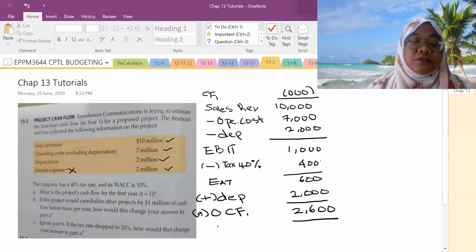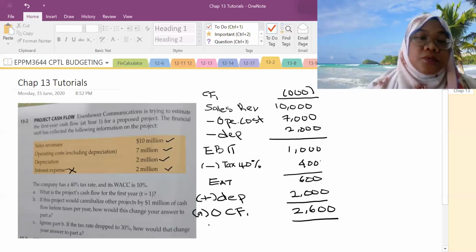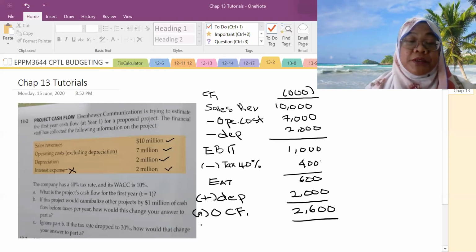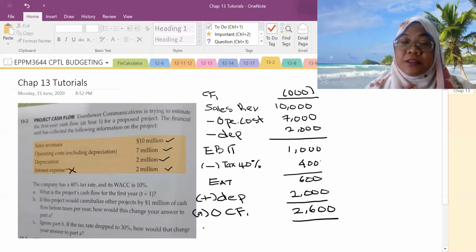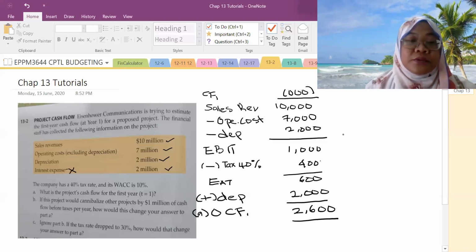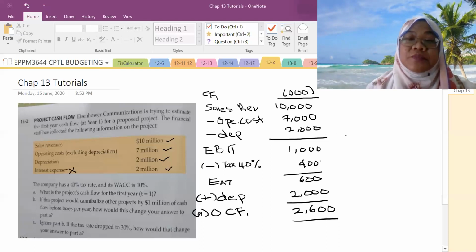And then next, question B, if the project would cannibalize, cannibal apa? Dia makan lah kan? Makan apa ni? Spesies dia sendiri. Cannibalize other project by 1 million of cash flow before tax. Dia mention kat situ before tax, right? So per year, how would this change your answer to part A, right? So the cannibal effect tu is 1 million and it is before tax.